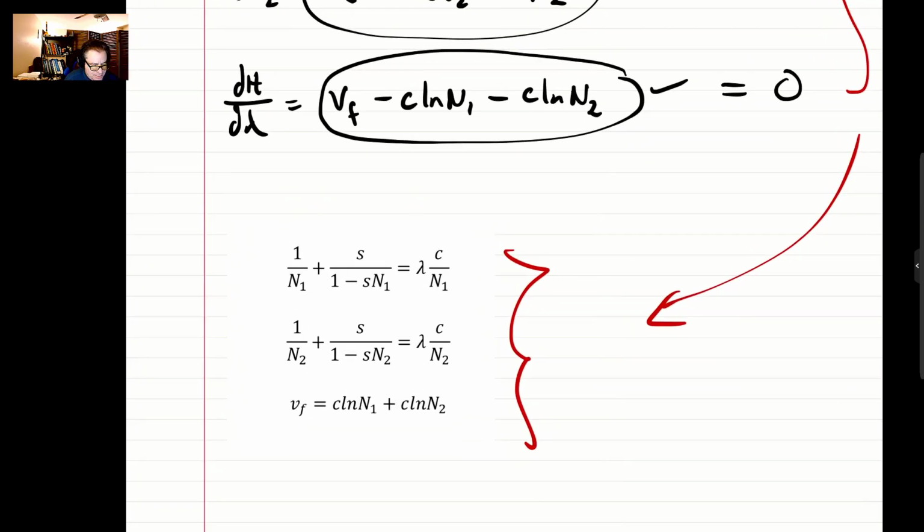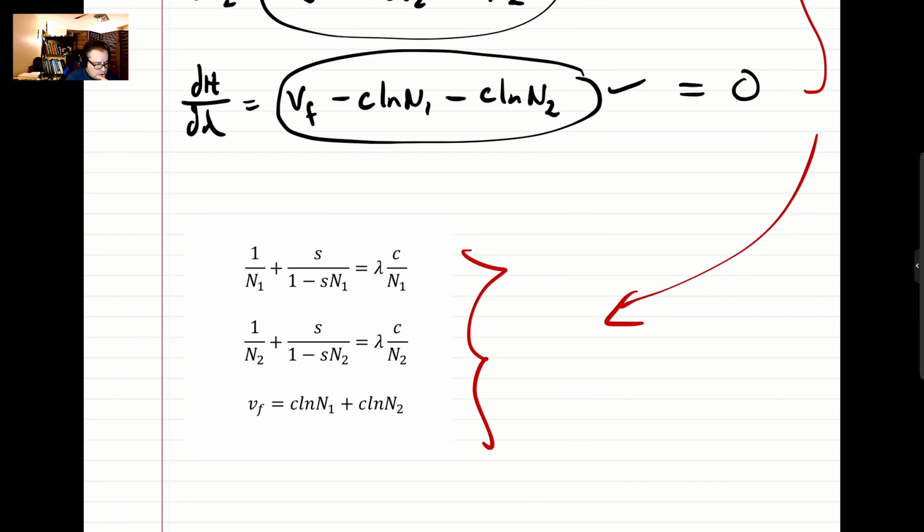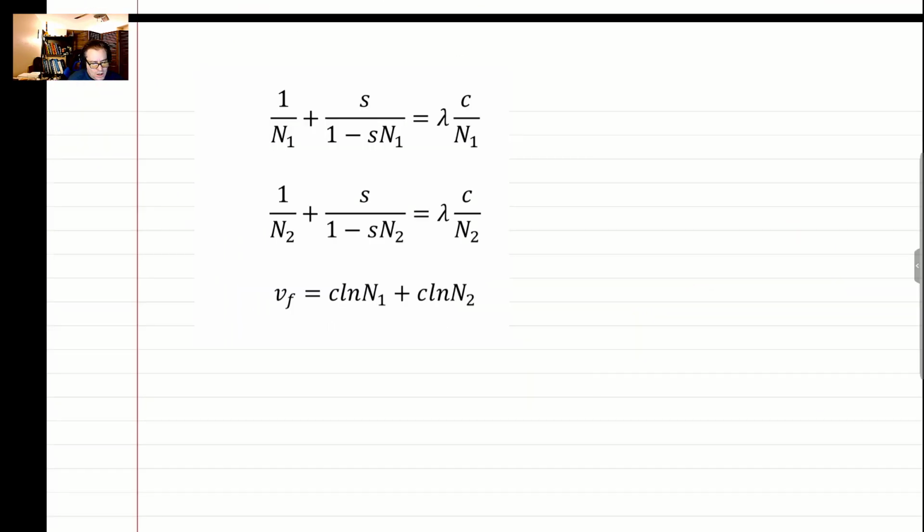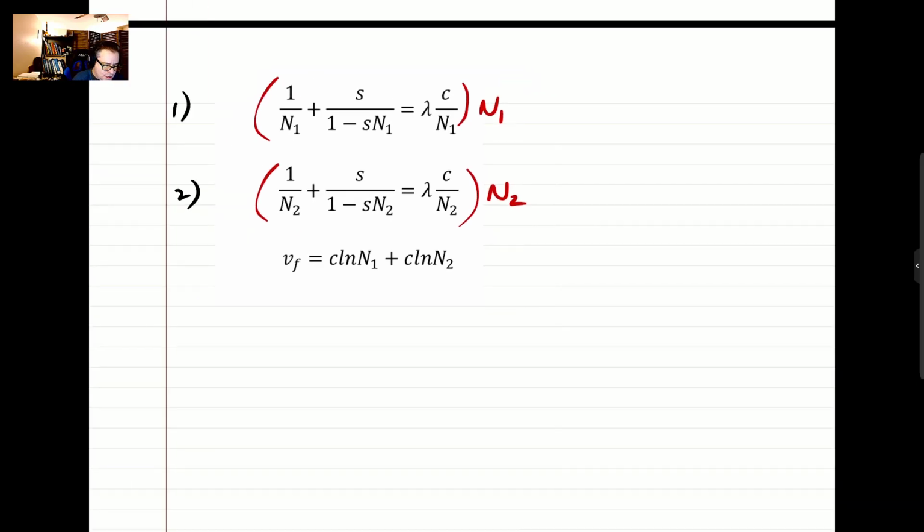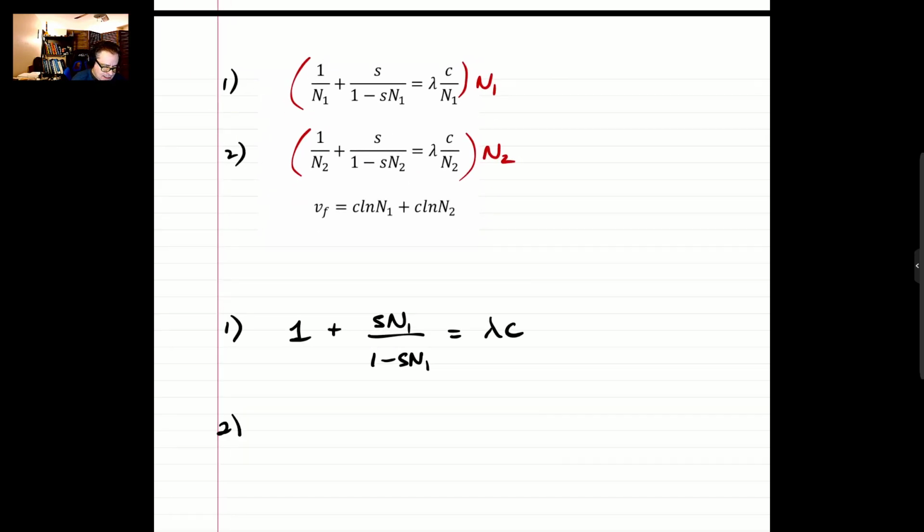So what I want to do now is solve this system. What I'm going to do is multiply by n1 on both sides of equation 1, and multiply by n2 on both sides of equation 2. So in equation 1, you get (1 + Sn1) over (1 - Sn1) equals lambda c. And in equation 2, multiplying both sides by n2, I get (1 + Sn2) over (1 - Sn2) equals lambda c.